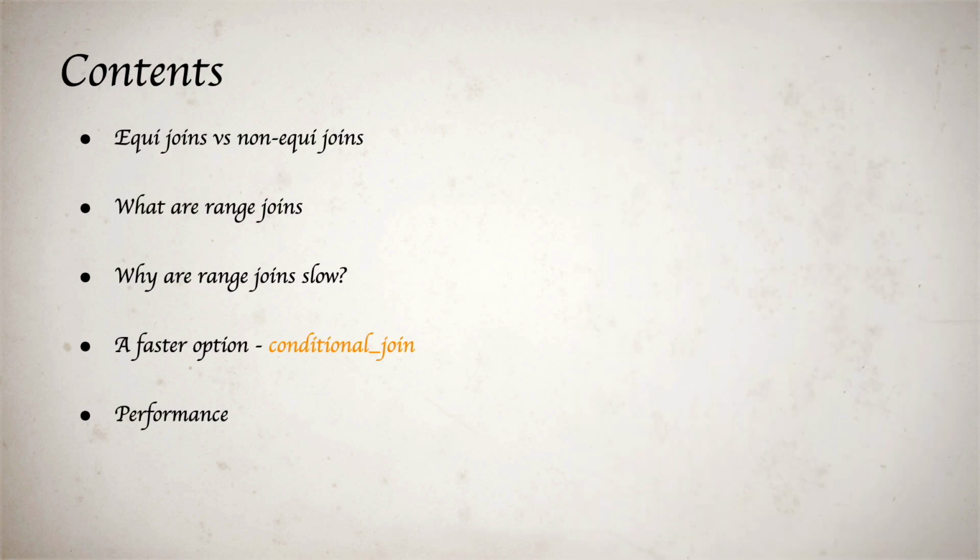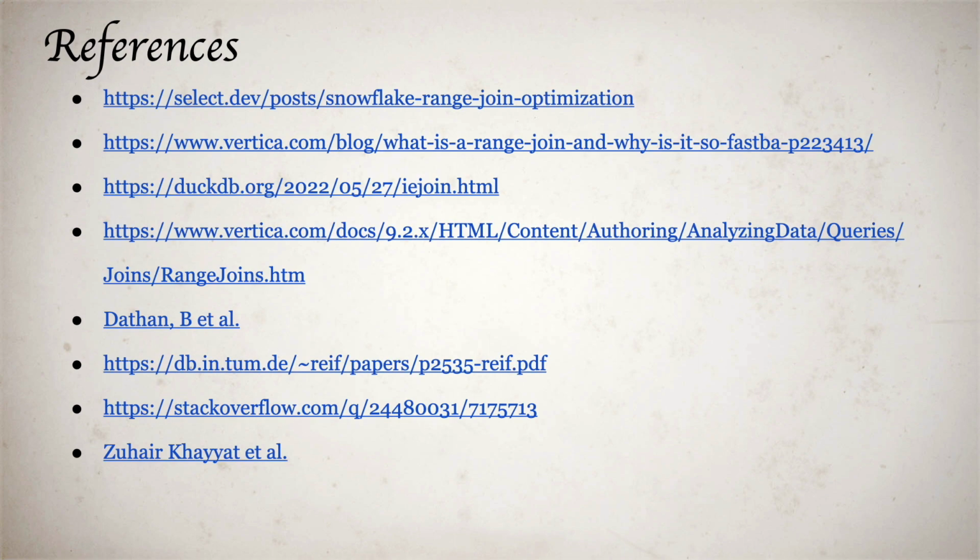So, what are we going to be talking about? What are equijoins and what is the difference from non-equijoins? What are range joins? Why are they slow? What is the faster option? And what is the evidence that indeed it is a faster option? This references section contains articles I used in preparing the slides, as well as the algorithms that were used for the faster option for inequality joins and range joins.